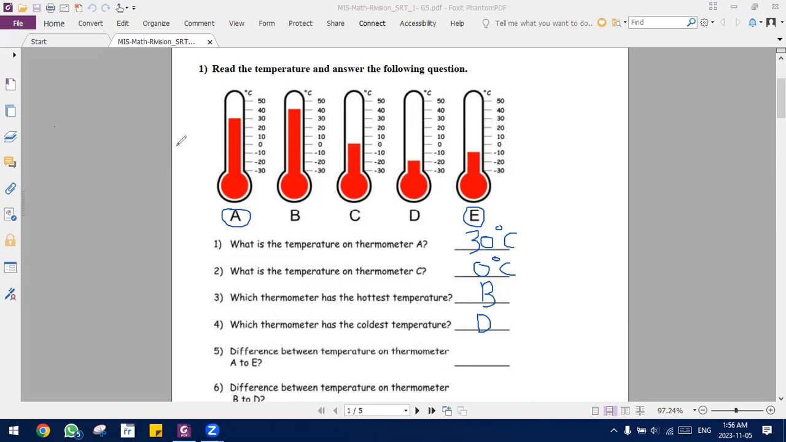The temperature on A is 30. The temperature on E is minus 10. So I need to move from minus 10 to 30 to find the difference. Let's move step by step. First from minus 10 to 0. This is the first 10, second 10, 30, and 40. Each step I'm adding 10. I moved 4 steps up, which is 40 degrees.